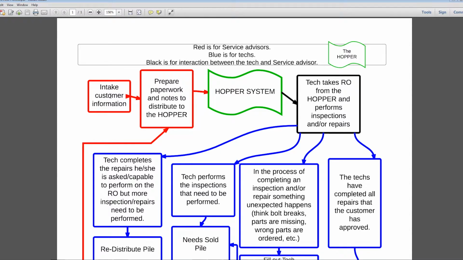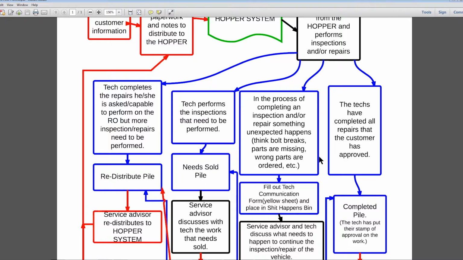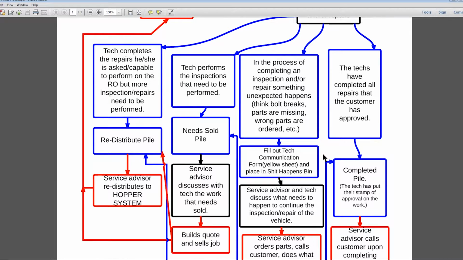So what happens is, you get your intake, you prepare the paperwork. We call our work distribution system the hopper system. For anybody who doesn't have an actual work distribution system, that's a whole other topic, but you need to create one. You need to create a system that says, here's how the work is handed out to the technician, and it needs to be a system that manages itself. So the tech would take the repair order out of the hopper system, and then we said there's multiple options. And really we boiled it down to there's 4 options.